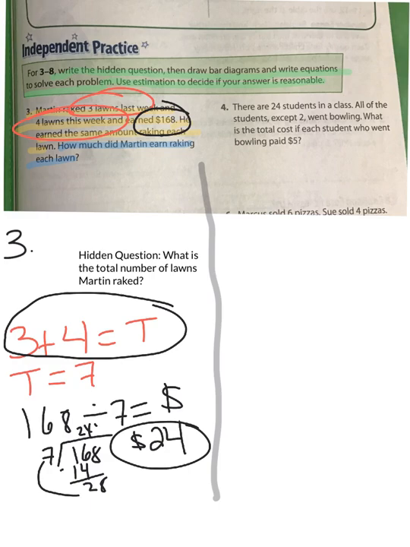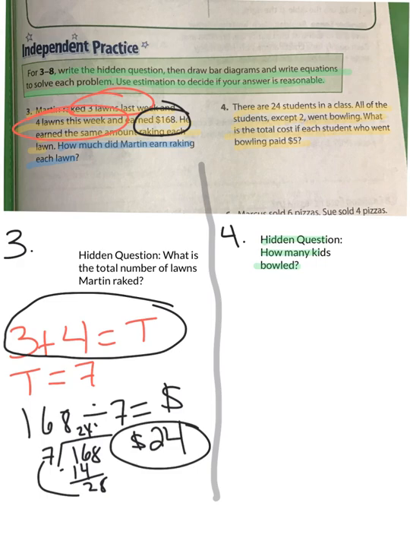Let's look at number 4. Number 4. There are 24 students in a class. All of the students except 2 went bowling. What is the total cost if each student who went bowling paid $5? Well, let's look to find the hidden question. So the hidden question is going to be, how many kids actually bowled?